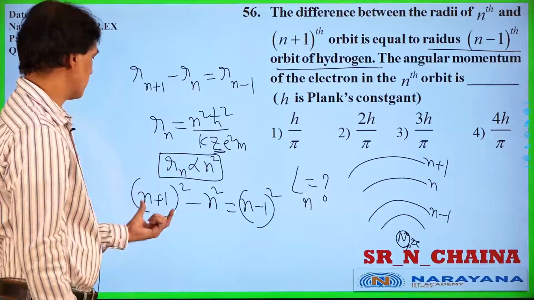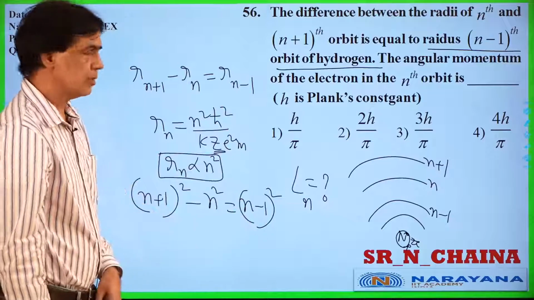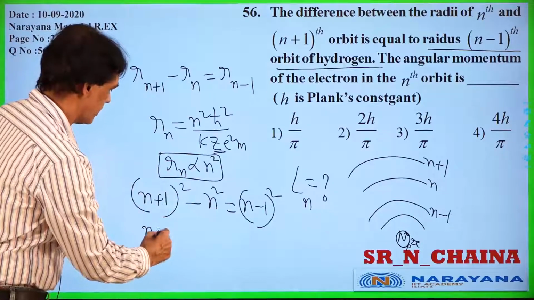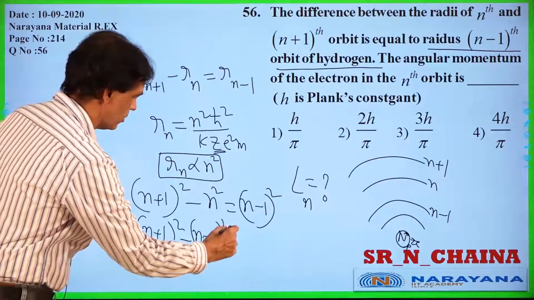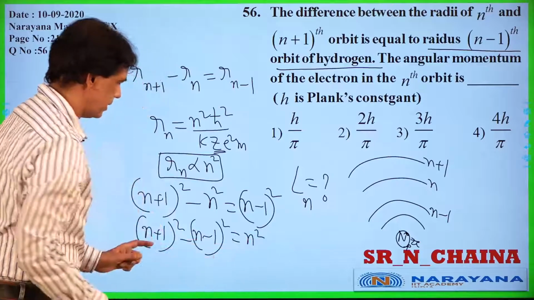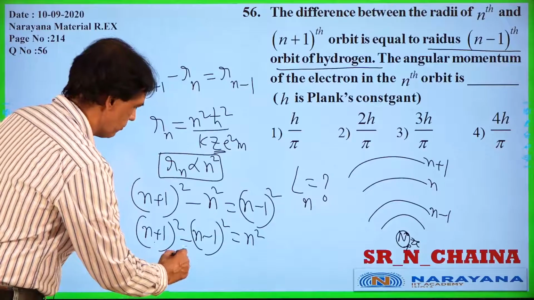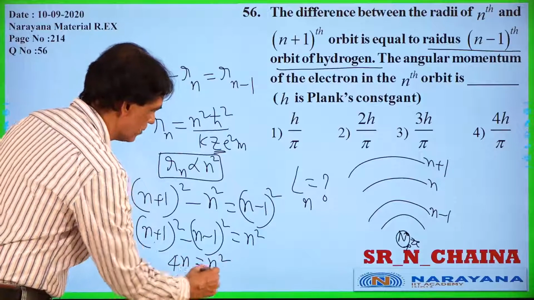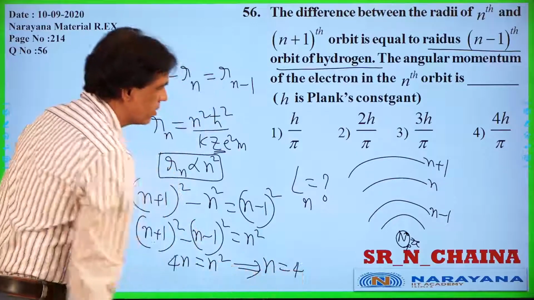Obviously, Rn plus 1 is proportional to this, Rn is proportional to this, Rn minus 1 could be proportional to n minus 1 whole square. So now I'll bring it this side. I'll get n plus 1 whole square minus n minus 1 whole square equal to n square. It is like a plus b whole square minus a minus b whole square. It is 4ab, 4 into n into 1, 4n, which is equal to n square. From this, n cancels out and we get n equal to 4. I got n as 4.